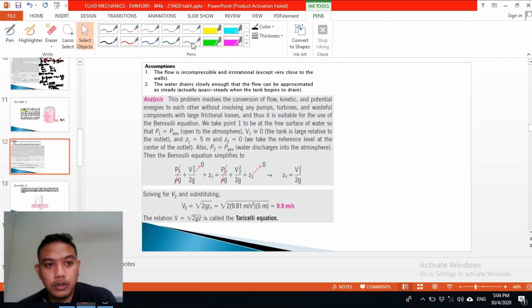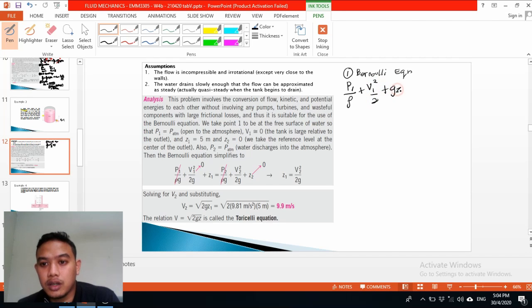So what we should do, the first step, is write the Bernoulli equation. So in equation, P1 divided by rho plus V1 squared divided by 2 plus GZ1 is equal to P2 divided by rho plus V2 squared divided by 2 plus GZ2.